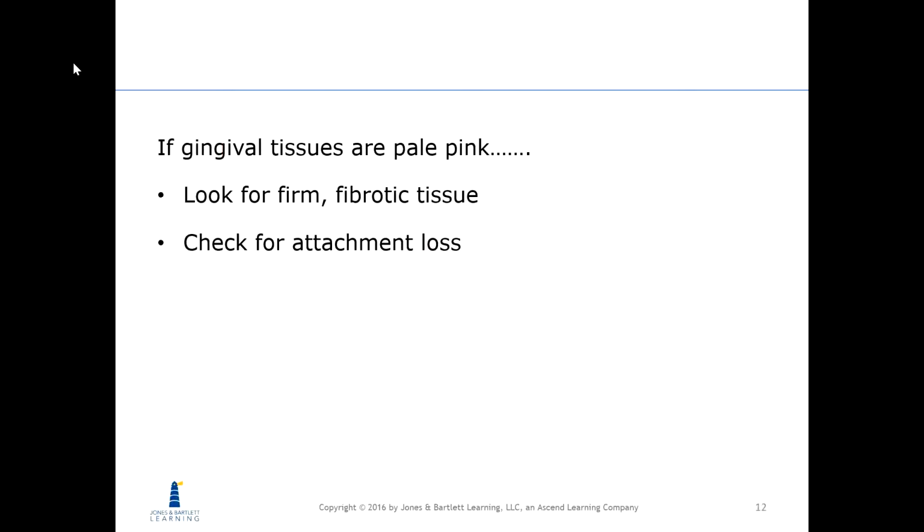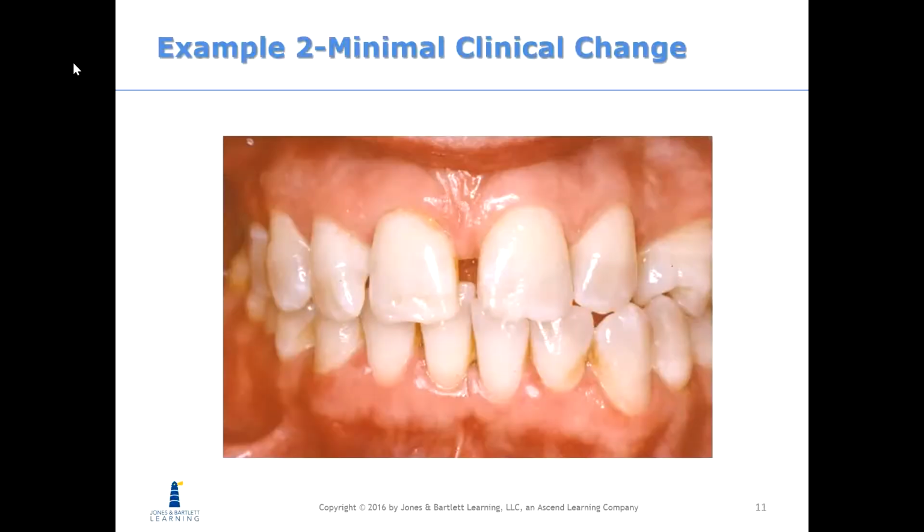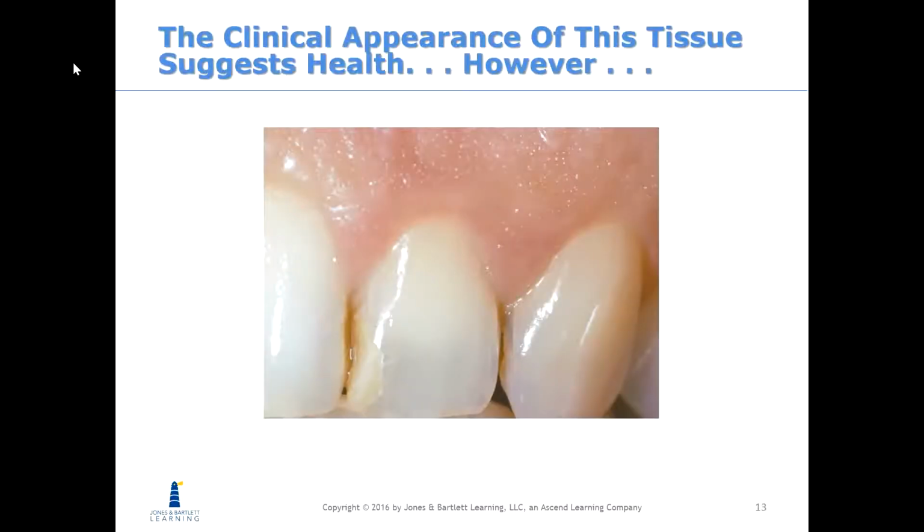If the gingival tissues are looking pale pink, you're looking for firm fibrotic tissue, and you should definitely check for attachment loss. So what it's telling you is that if you see a patient like this at any point in time, I'll be honest with you, this tissue doesn't necessarily look fibrotic to me. I do see some areas of redness there where I say, okay, there is some blood flowing here. But what the textbook is trying to tell you is that you definitely need to pick up a probe and insert the probe to see if there is any type of loss of attachment or periodontal pocket depth.